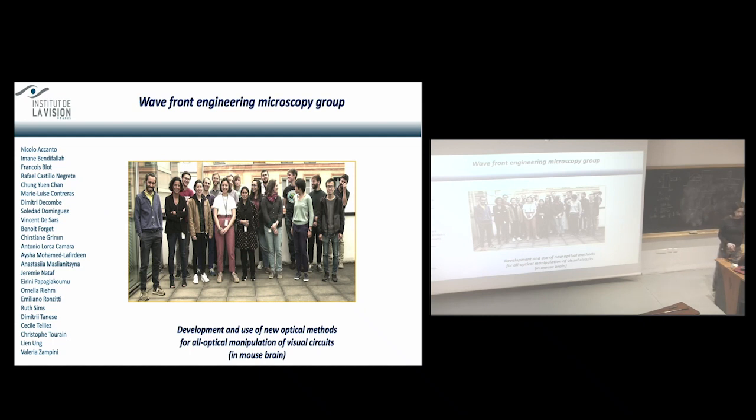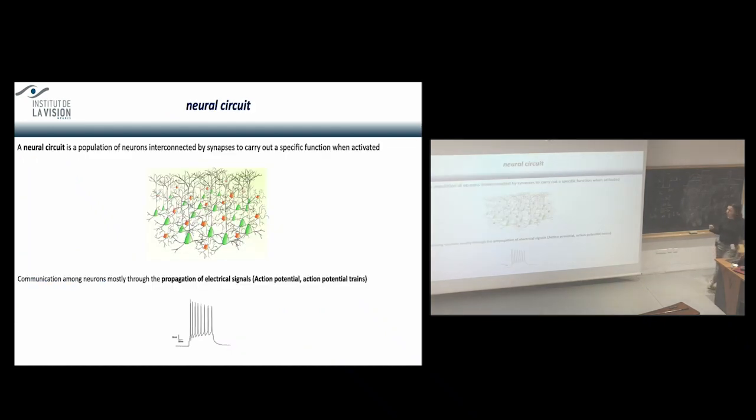Because I'm afraid that most of what we do is a little bit far from your field of competence, I will start with a slow introduction, so at least to make clear which are the main questions, which are also the meaning of all optical circuits manipulation. So let's really start from the beginning. What is a neuronal circuit? In a very general way, we can define a neuronal circuit as a population of neurons connected by synapses to carry out a specific function when they are activated. Okay, so this is the very general definition of a neuronal circuit.